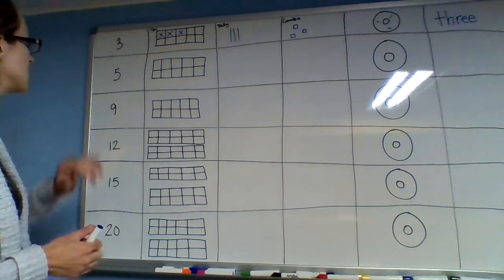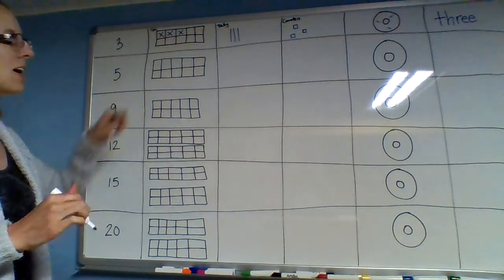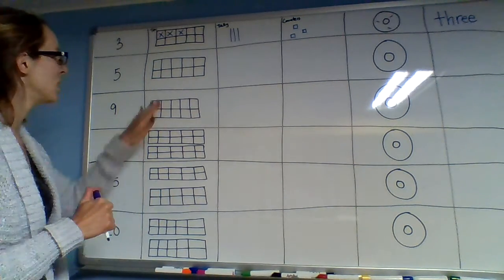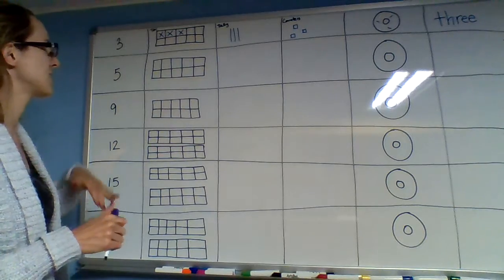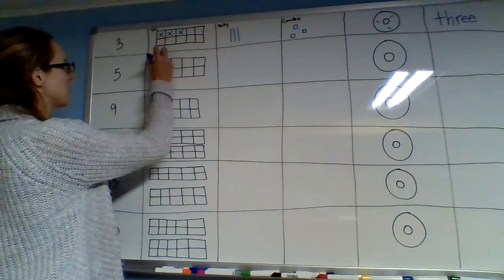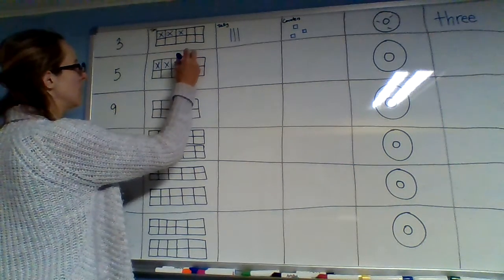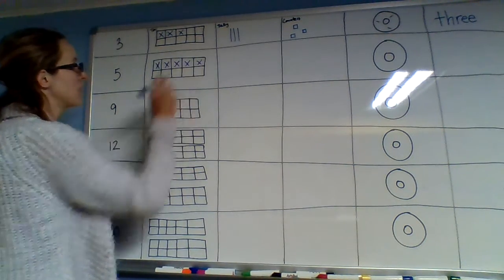Our next number is 5. As we start in our tens frame, yes, 5 is a number. You can see that we only need one tens frame because 5 is less than 10. So then I can X it in. 1, 2, 3, 4, and 5.